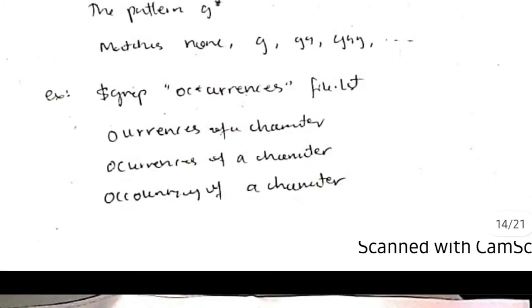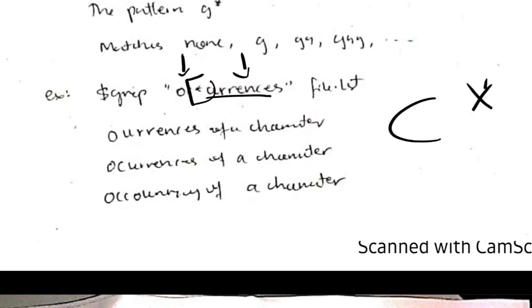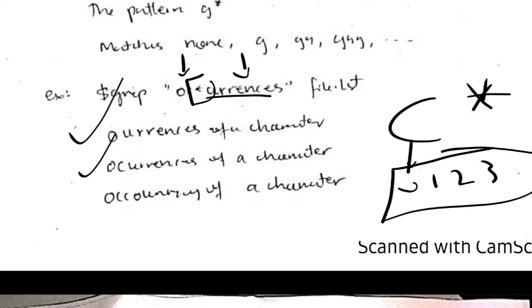Another example, if I write here oc star urrences. If I write like this, what happens is c can either be displayed or not. Means c star is there, right? c can be displayed 0 times, 1 time, 2 times, 3 times or n number of times. So all the files that have such occurrences will be displayed here. Without any c there was a file, and with one c, with double c. So these three were displayed.